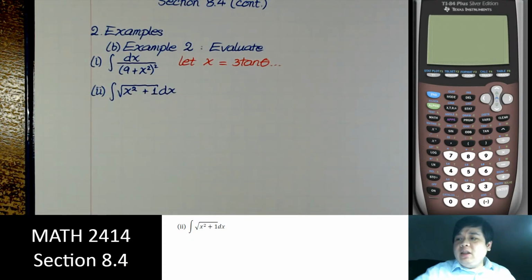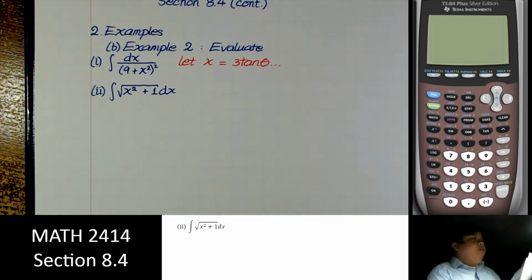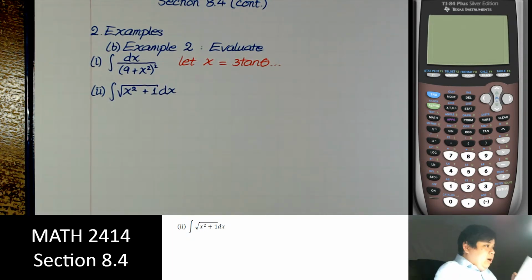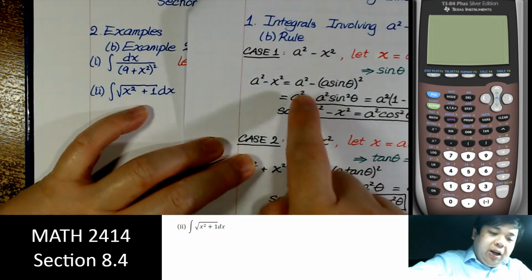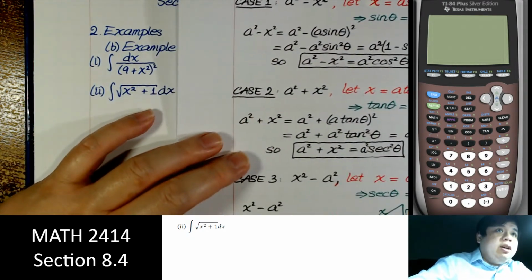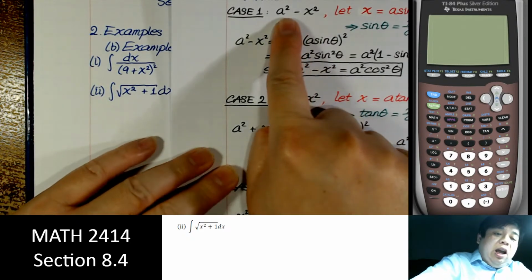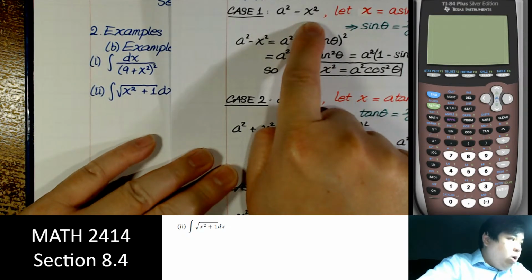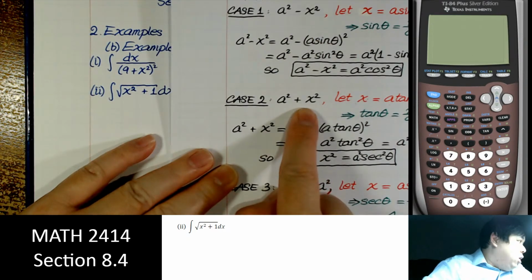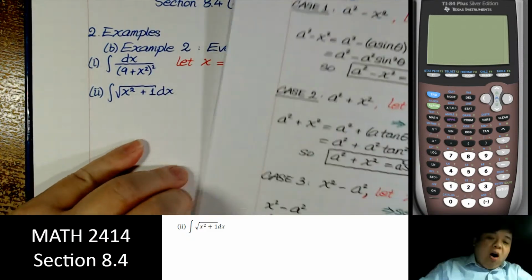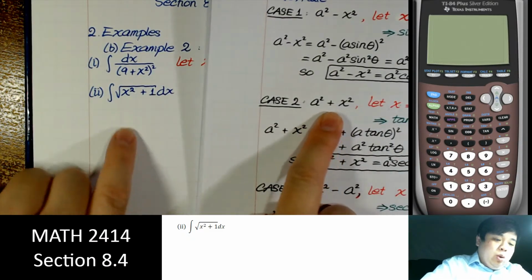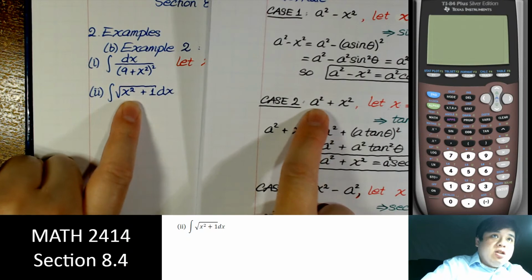But first, a substitution. So, 3 different scenarios here. A constant squared minus x squared, a constant squared plus x squared, and x squared minus a constant squared. Here obviously is the case number 2, where we have x squared plus a constant squared.